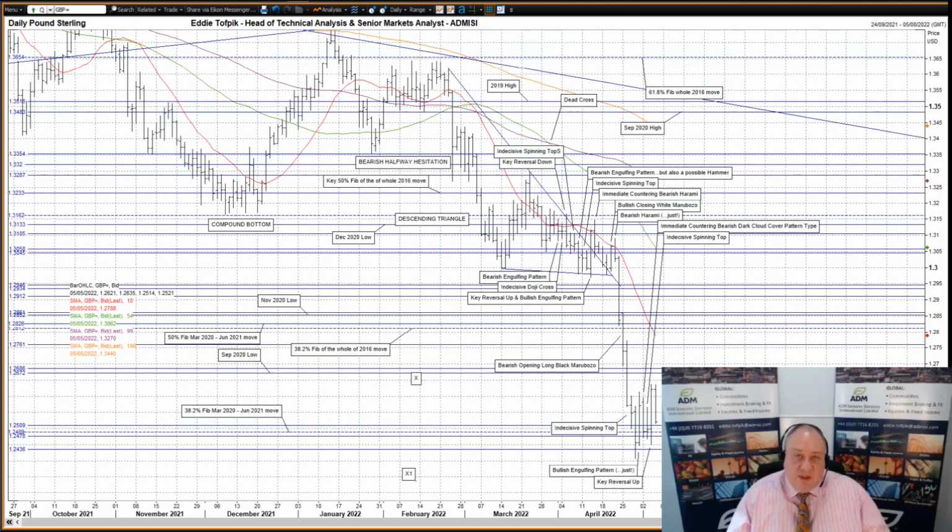Cable, aka sterling against the US dollar. A key reversal up yesterday, the market breaking up and away from the congestion between 124.78 to 125.09 that contains within it the 38.2% Fibonacci line of the March 2020 to June 2021 move at 124.89.